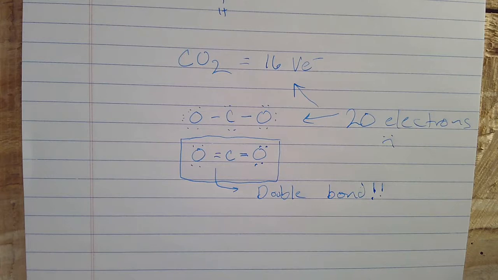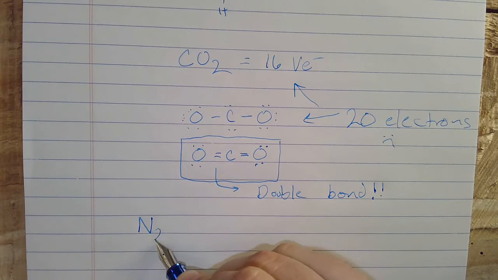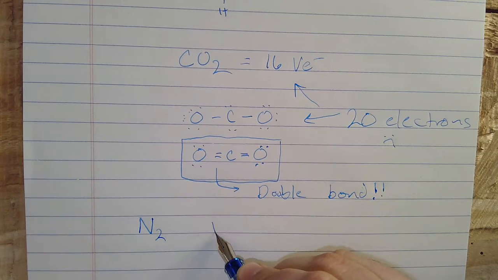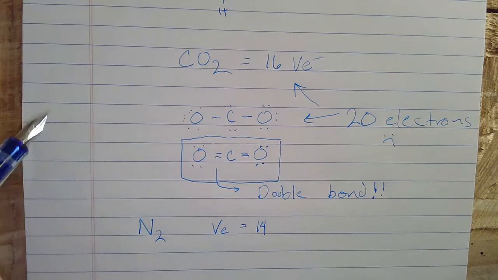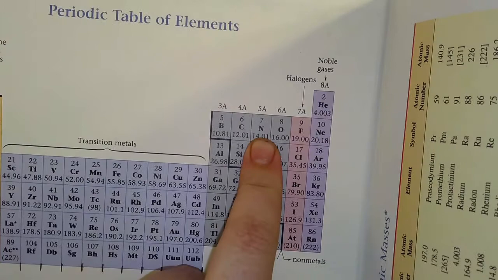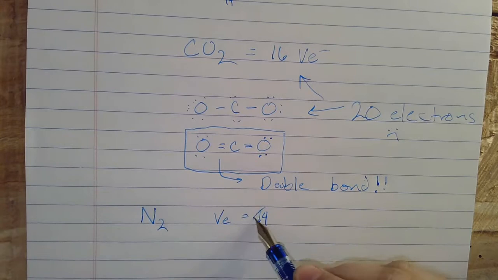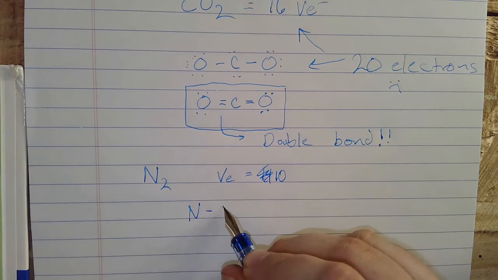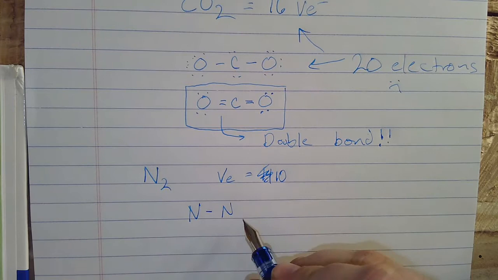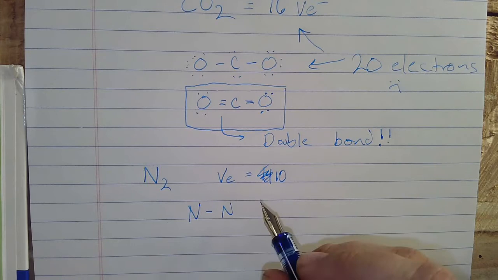What about our other diatomic we haven't talked about so far? Nitrogen. If we look at nitrogen, we say, oh, valence electrons equals 14. Because nitrogen is in the, pull it over here. Oops, just kidding, it's 10. Because nitrogen is in our fifth column. Bad, Mr. Jacobs, bad. So 10 valence electrons. And if we look at that, to set this up, what we'll do is we'll say nitrogen connects to nitrogen. And if we look at that, well, that's going to be 6 plus 6, plus 2 does not get us to 10.